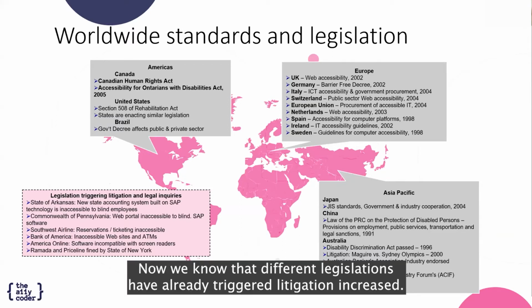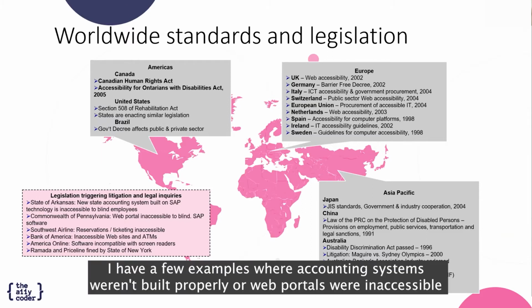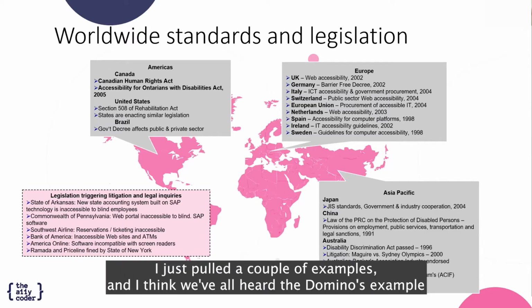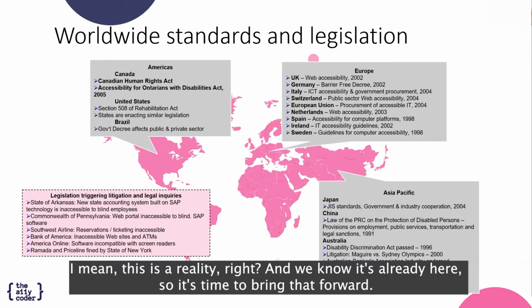And we know that different legislations have already triggered litigation inquiries. I mean, this is a fact, right? State of Arkansas, on the bottom left, I have a few examples where accounting systems weren't built properly or web portals were inaccessible and SAP was behind it. For Pennsylvania, Southwest Airlines, Bank of America. I just pulled a couple of examples, and I think we've all heard the Domino's example where Domino's Pizza made something inaccessible and a user was not able to order pizza. I mean, this is a reality, right? And we know it's already here. So it's time, right, to bring that forward.